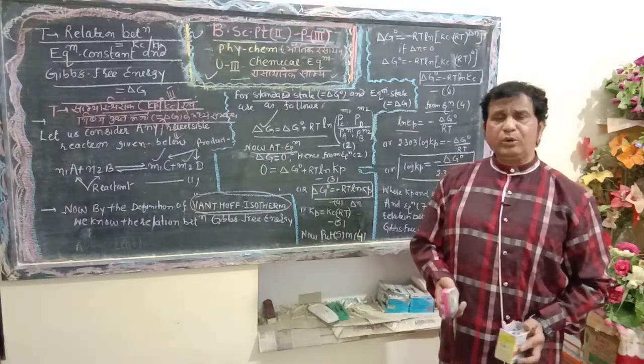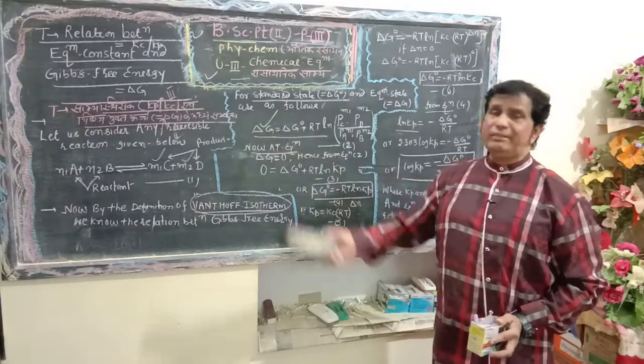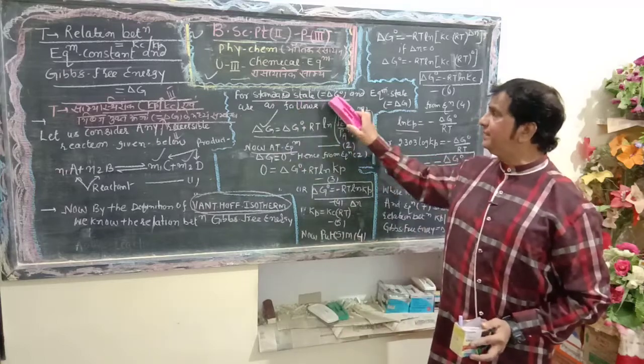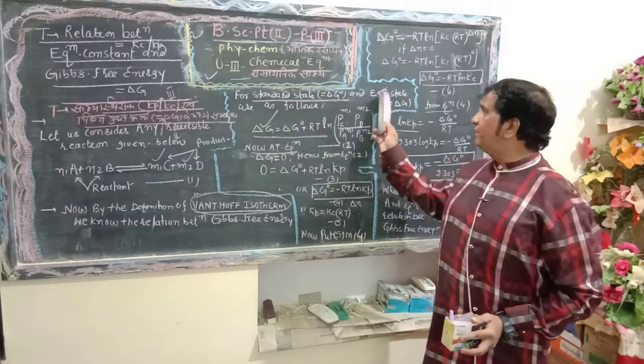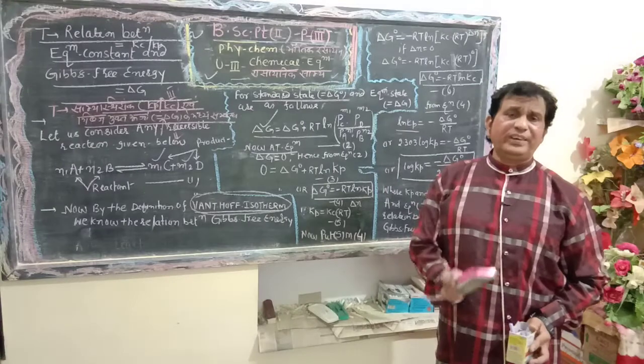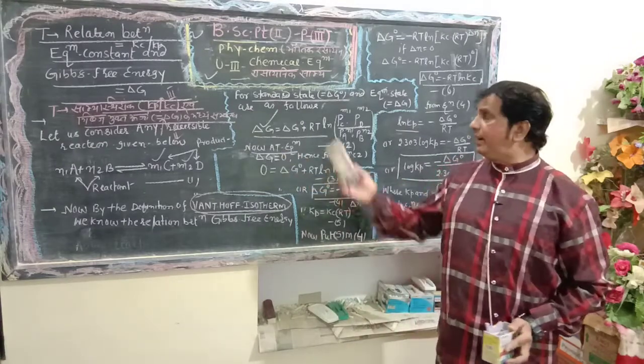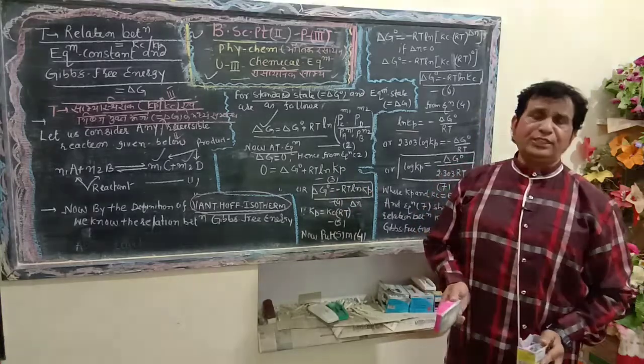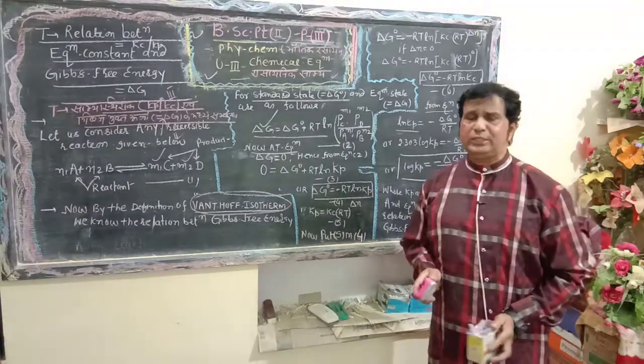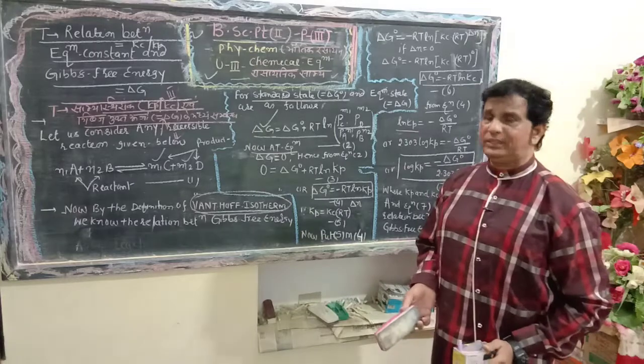So I want to remove your confusion here. We have two types of Gibbs free energy: standard state ΔG°, and the normal Gibbs free energy ΔG. ΔG is defined at any temperature, while standard Gibbs free energy ΔG° is defined at a particular temperature, T equals 25 degrees Celsius.